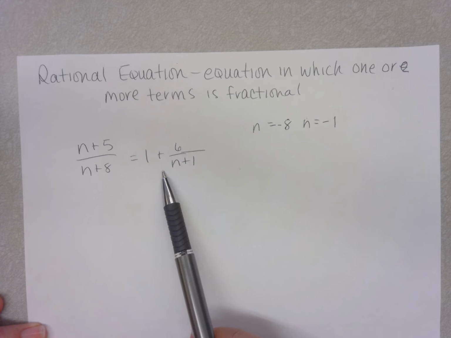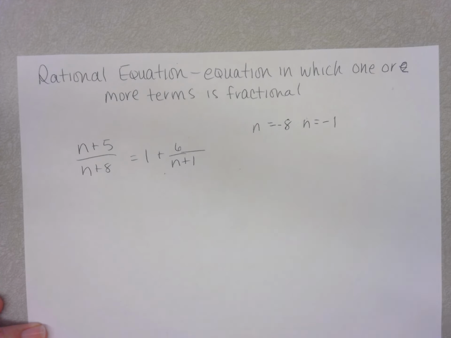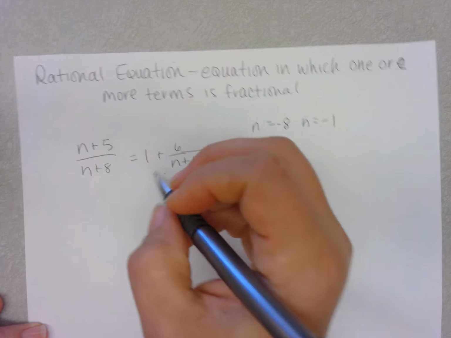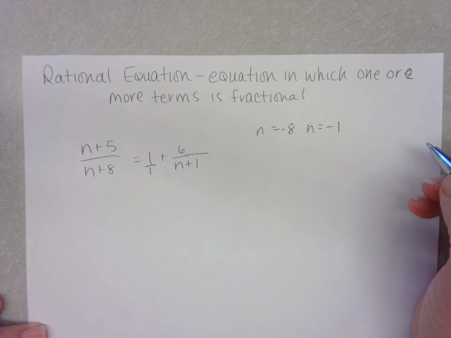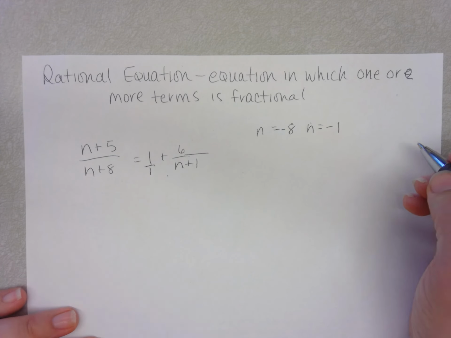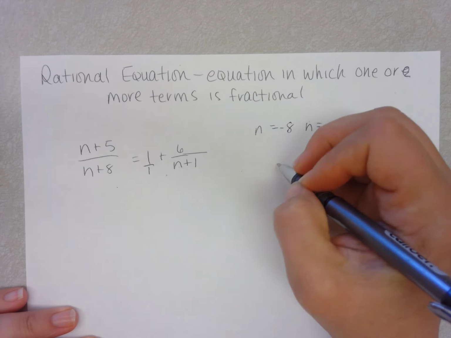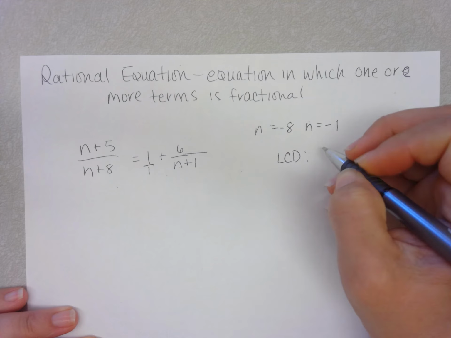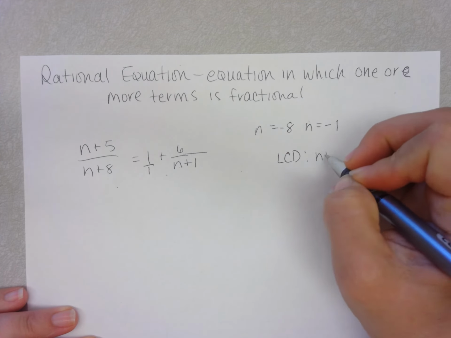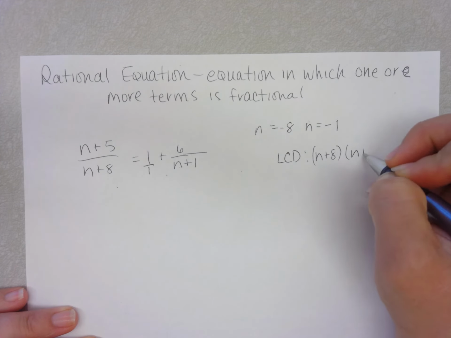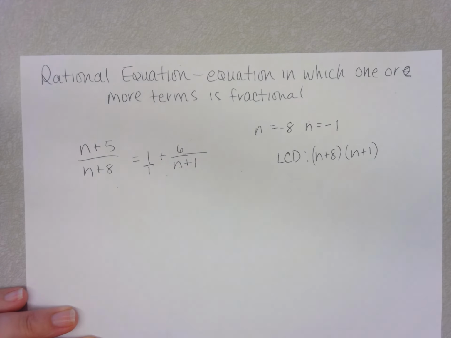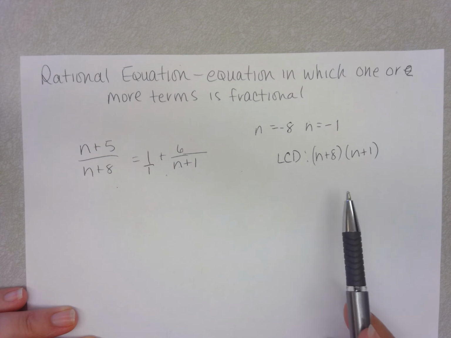Now these are both linear, which can't be factored. So my least common denominator, this we can assume is 1 over 1, right? So it has a denominator of 1. So I need all of the factors that appear in the denominators as my least common denominator. So I'm going to write over here that my least common denominator is both n plus 8 times n plus 1. We need both of them. So this is what we want our least common denominator to be.